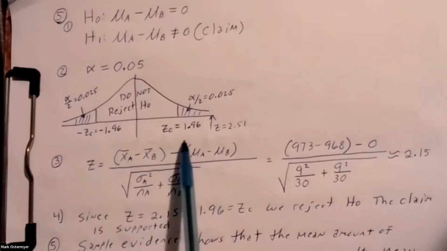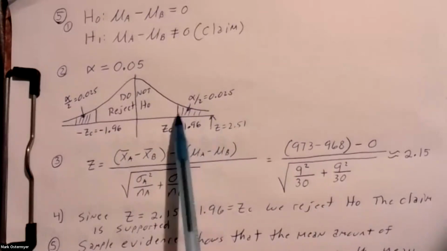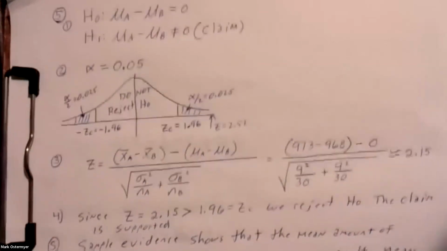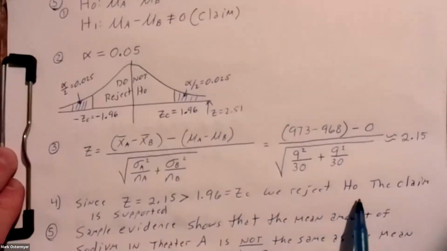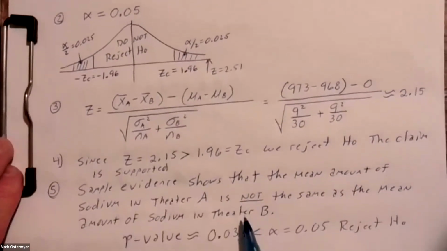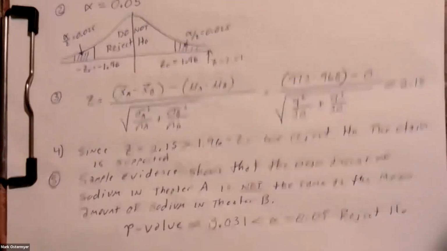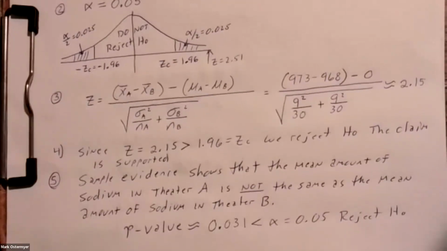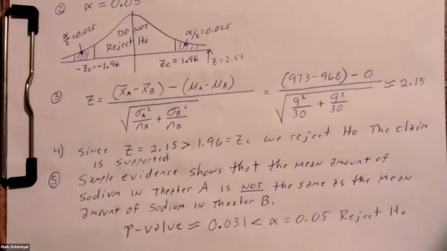Where does it fall in relation to our critical z-values? 2.15 falls in the upper tail rejection region, being greater than 1.96. And therefore, we are going to reject the null hypothesis, and therefore it looks like the claim is being supported by sample evidence. So our plain conclusion would be that sample evidence shows that the mean amount of sodium in theater A is not the same as the mean amount of sodium in popcorn containers in theater B.